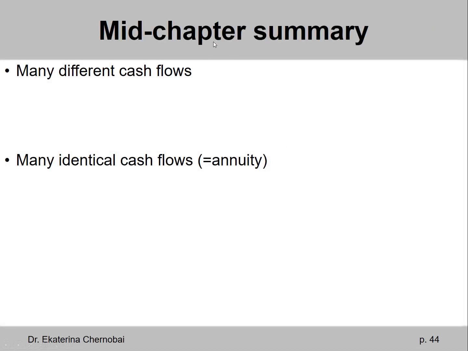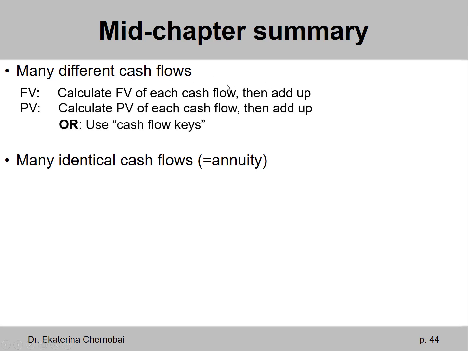Let's do a mid-chapter summary. In the first part of chapter 6, we talked first about how we would do the math for many different cash flows, so multiple cash flows, as opposed to a single cash flow, which was the case in the previous chapter, chapter 5. To find the future value, you can split it all into small pieces, one cash flow at a time, find its individual future value, and then add all of them up. To find the present value, you can do the same thing.